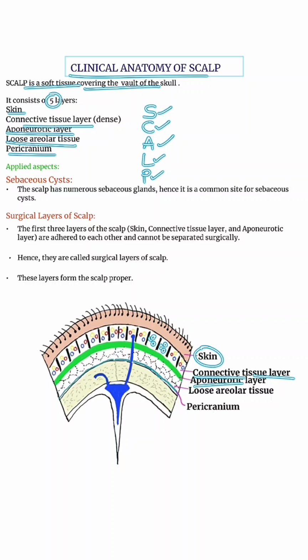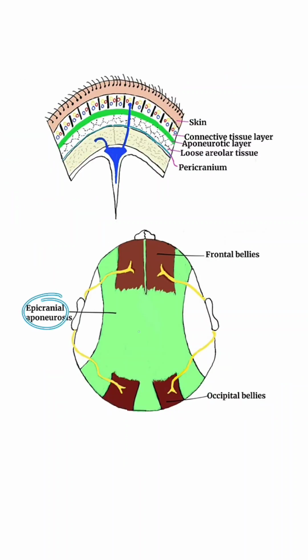Aponeurotic layer: it consists of epicranial aponeurosis and occipitofrontalis muscle. Occipitofrontalis muscle consists of two occipital bellies and two frontal bellies.